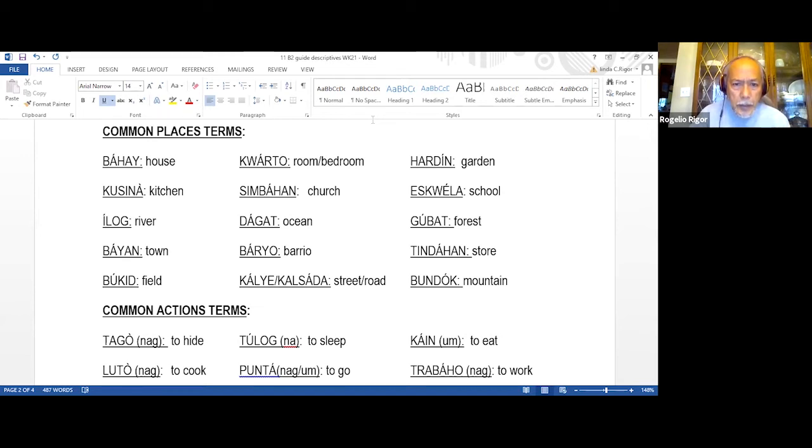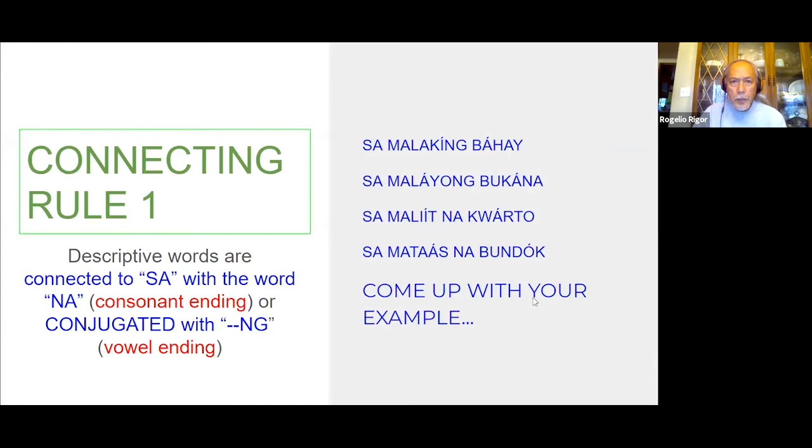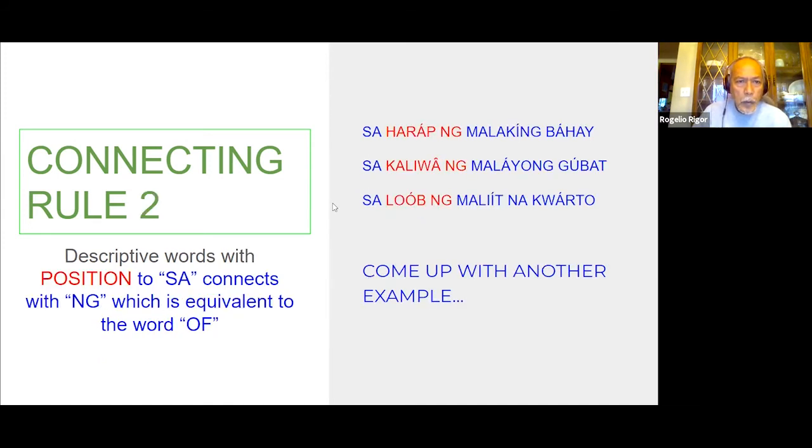Let me share and go back to our lesson. So these are the descriptors again: big and small, far and near, high or low. Descriptors connect to the object with the connector na. Connecting rule number two: descriptive words with position to sa connect with a noun, which is the equivalent of the word of. Like the position, sa harap, kaliwa, sa loob. Again, the connective of nang.